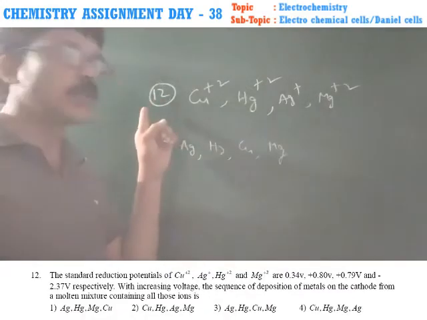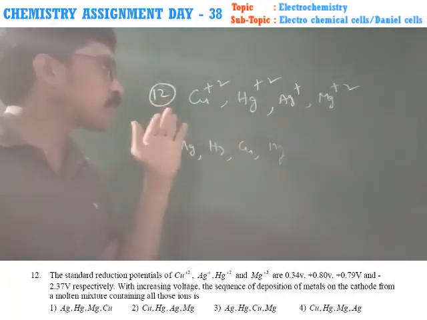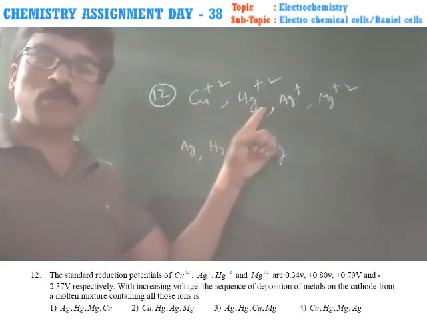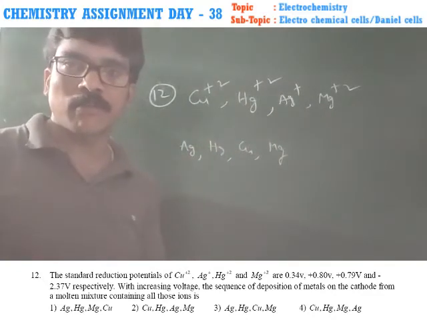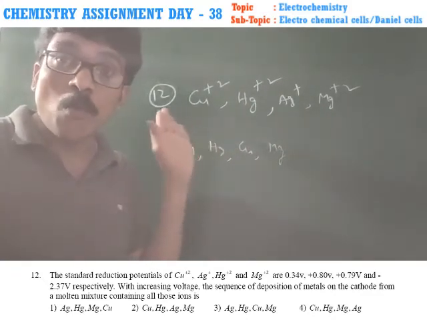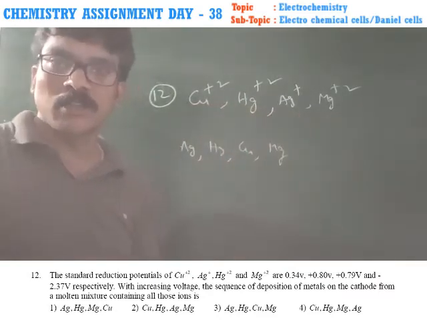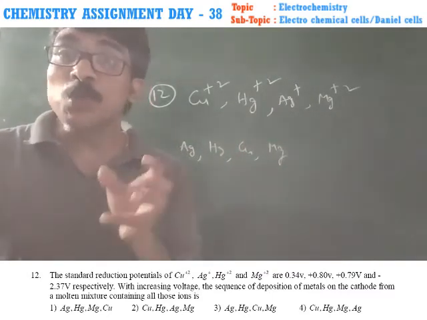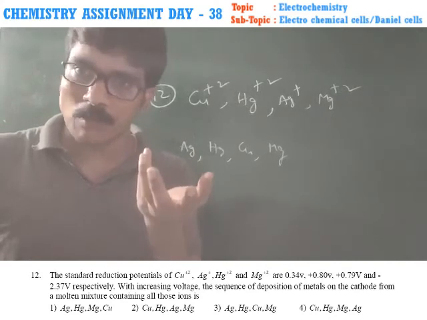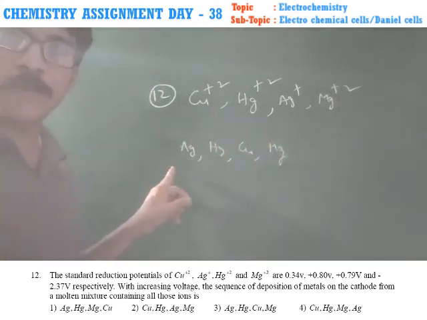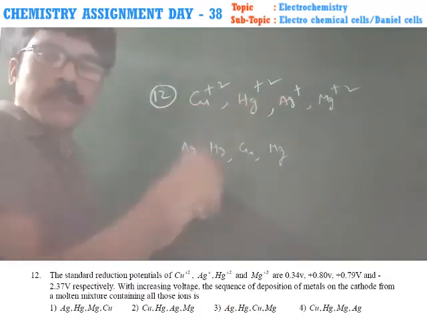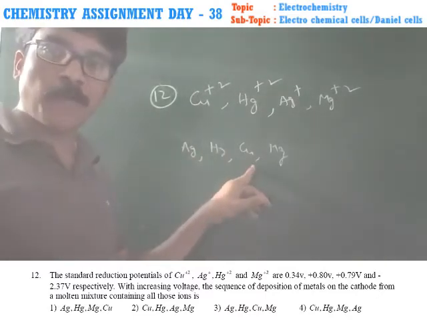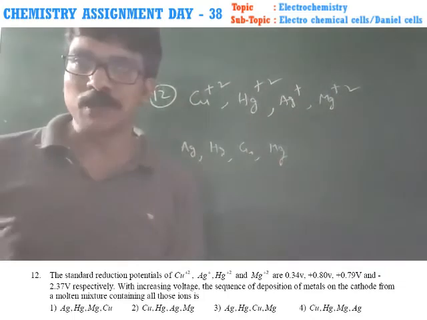Question number 12. The SRP values of copper plus 2, mercury plus 2, silver plus, and magnesium plus 2 are given. In the electrolysis of molten salts of these, the sequence of metal deposition at the cathode depends upon the SRP: the metal with the higher SRP is deposited first. Among these elements, silver has the highest SRP value. Silver is readily reduced at the cathode first, next mercury, next copper, and then magnesium. So that is the correct answer.